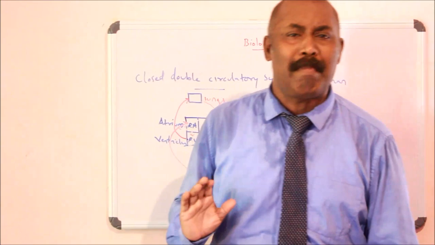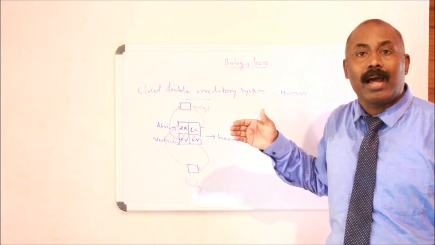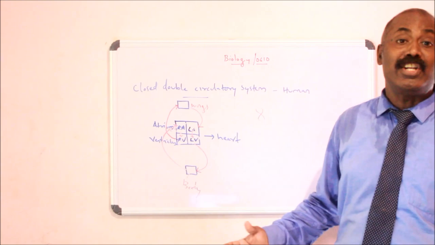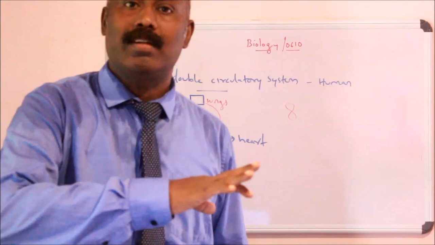Double circulation is just, you know, blood is pumped from the heart to the lungs, and from the lungs back to the heart, and from the heart to the entire body, and from the body back to the heart. Or in short, you can remember double circulation means heart, lungs, heart, heart, body, heart. Okay, I hope you understood. So that's all about double circulation.